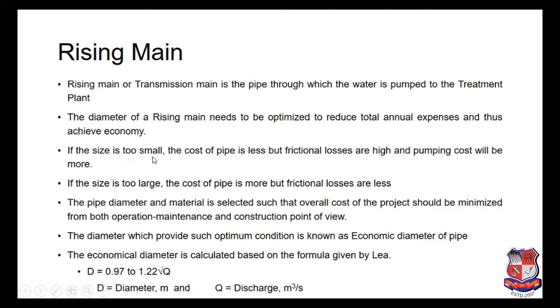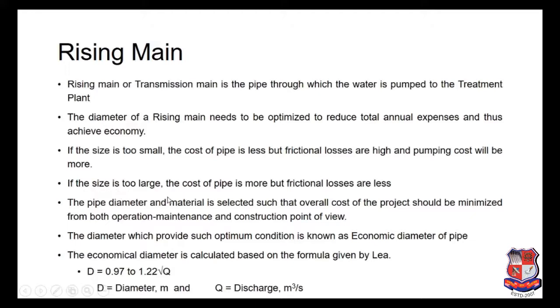If the size is too small, the cost of pipe is less, but frictional losses are high and pumping cost will be more, right? So this is one parameter to optimize the pipe. If the size of the diameter is small, then the cost of pipe will be less, but frictional losses will be high. And if the frictional losses are high, then the total head required will be more, and if the total head required is more, then the pumping cost will be more.